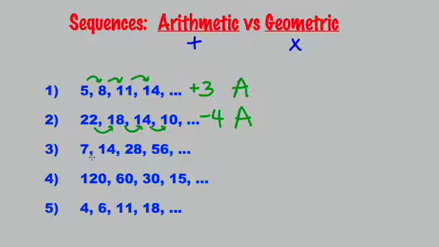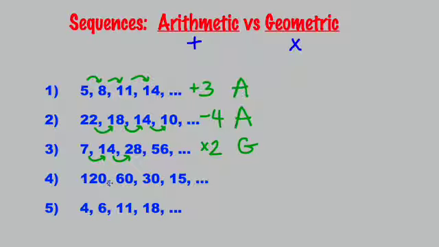Let's look at the next one. If we go from 7 to 14, we're adding 7. From 14 to 28, we're adding 14. So this is not arithmetic because we're not adding 7 every single time. It changes. However, we are multiplying by 2. 7 times 2 is 14. 14 times 2 is 28. 28 times 2 is 56. So we have a common multiplier here of 2, and that would be what we call a geometric sequence.